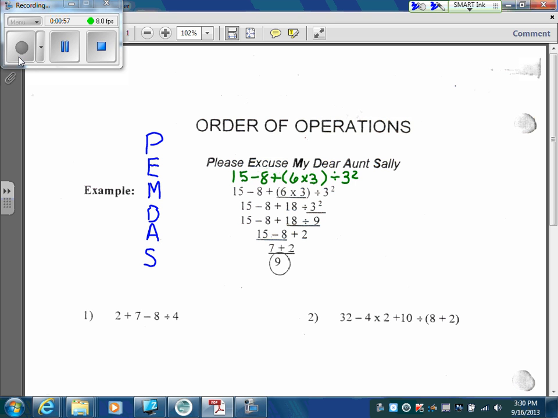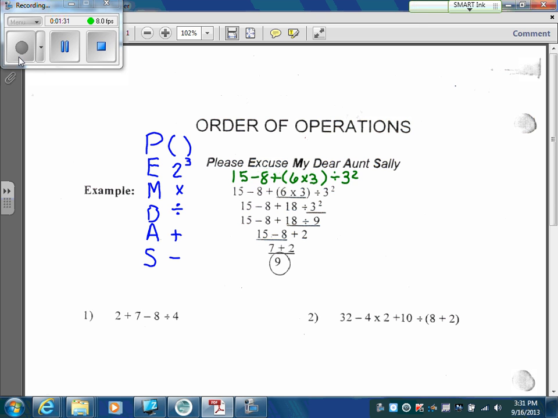PEMDAS just reminds us which order comes first. And so we have a little saying, please excuse my dear Aunt Sally, to help us remember each step. The P stands for parentheses. E is exponent. And remember, an exponent we can identify because you have a number and then the little number up top. Remember the base and the exponent. Multiplication and division, add and subtract.